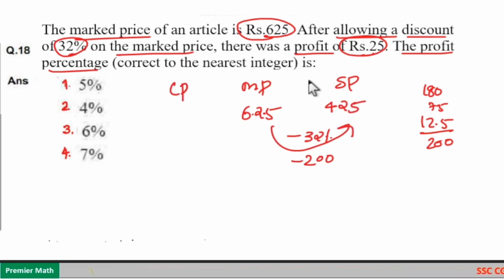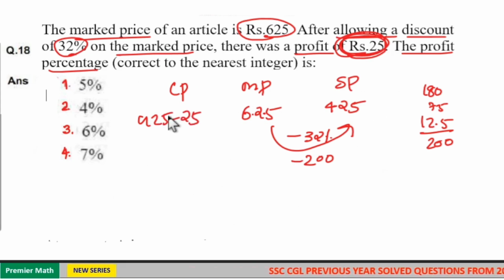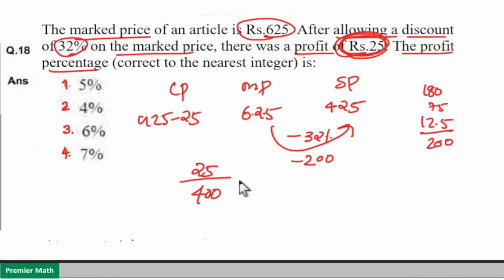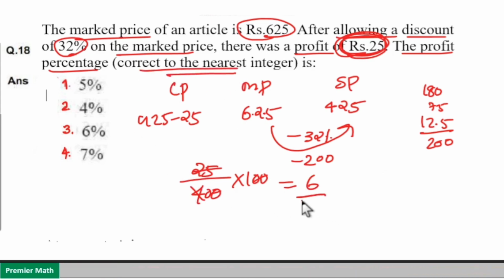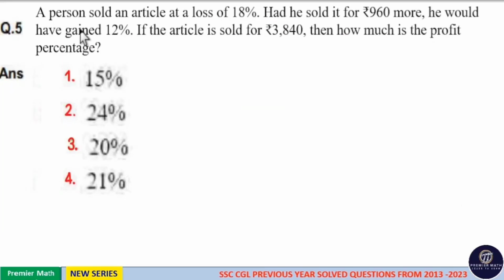Then cost price is equal to, here profit is 25 rupees. So cost price is 425 minus 25, that is 400 rupees. If cost price is 400 rupees, then profit percentage is 25 out of 400 rupees cost price into 100. That is 25 by 4, 4 goes 6 times in 25. Now correct to the nearest integer means 6 is your answer. Option 3 is your answer. That is 6%.